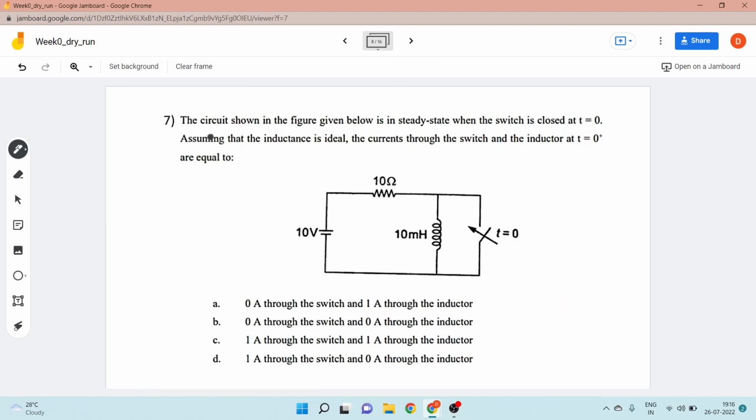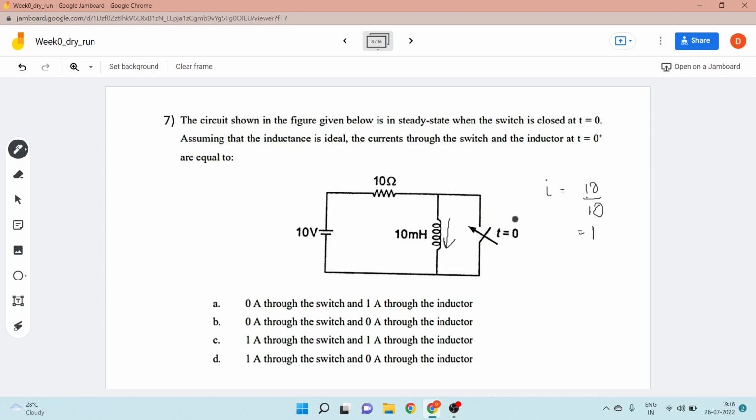So for question number 7, the circuit shown in the figure given below is in steady state when the switch is closed at t equal to 0. Assuming that the inductance is ideal, find the current through the switch and the inductor at t equal to 0 plus, that is just after closing. So at steady state, the inductor behaves as a short circuit, so there will be almost no resistance, and the current flowing through here will be 10 volt by 10 ohm. So it will be 1 ampere.